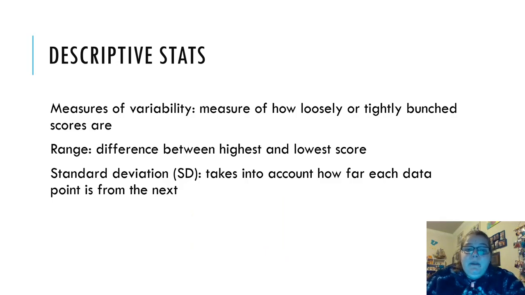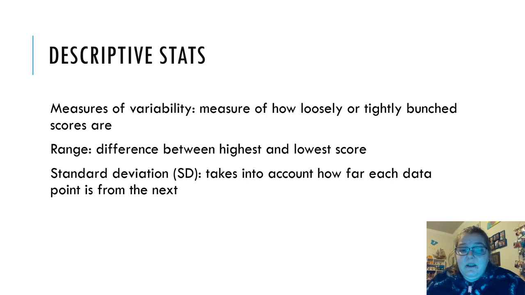As far as variability, measures of variability measure how loosely or tightly bunched together your scores are. Think of it in terms of darts on a dartboard. If they're all really close to the bullseye, then you have low variability. If they are all off the dartboard, then you have very high variability. And an extreme in either direction is not good.